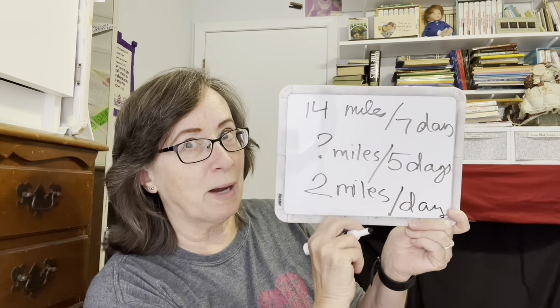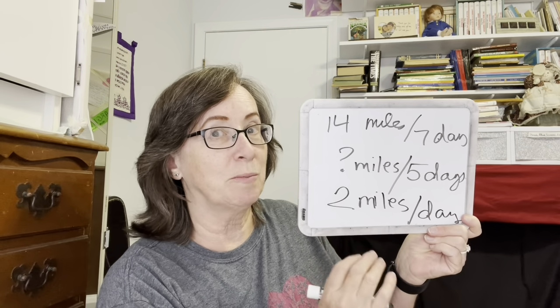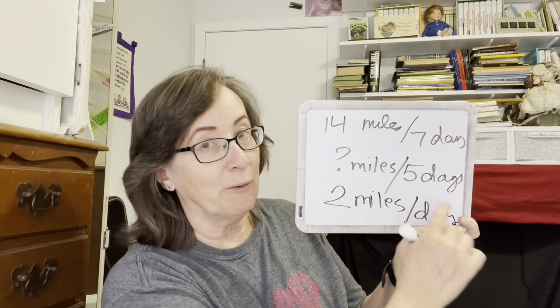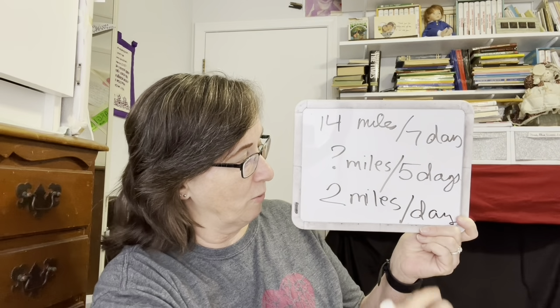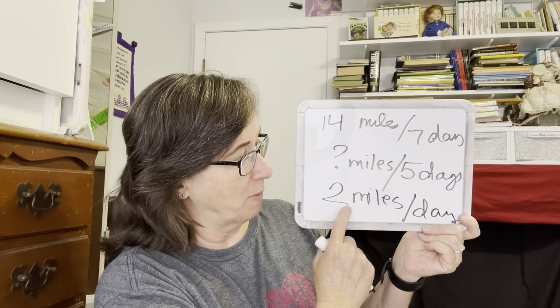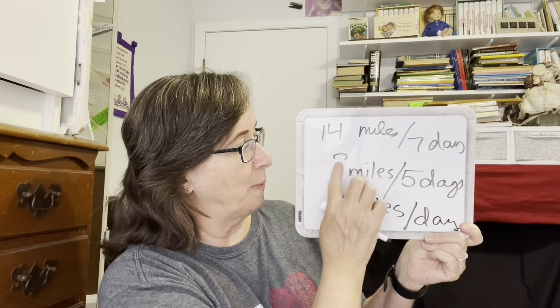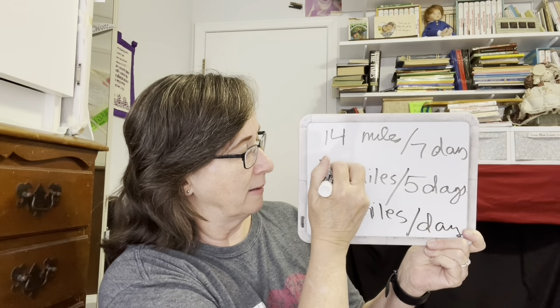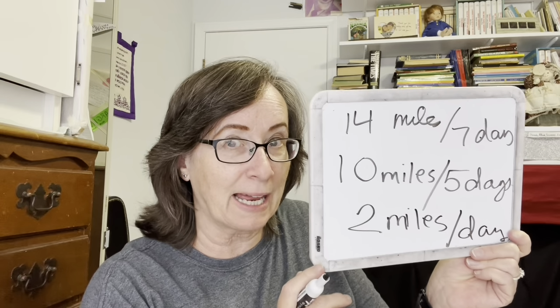Okay, if she's going 2 miles per day, that means 2 miles every day. How far does she go in 5 days? Okay, so 1 day is 2 miles. 5 days would be 10 miles. Now we can reason it out like that, but I'm going to show you another way to do it with our conversion factors, because I'm trying to get you to use your conversion factors. Okay, 14 miles in 1 week.